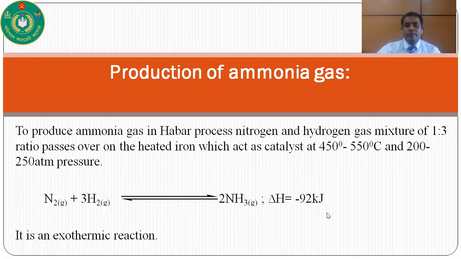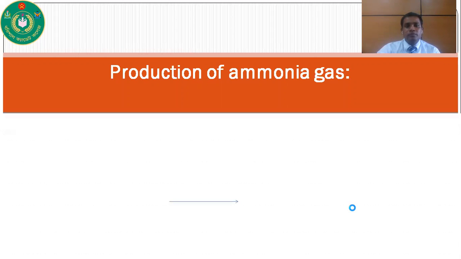What is an exothermic reaction? The reaction in which heat is evolved is known as an exothermic reaction. So when 1 mole of nitrogen reacts with 3 moles of hydrogen, we get 2 moles of ammonia gas and 92 kilojoules of heat is evolved. So this is an exothermic reaction, and by this process we can produce ammonia gas, and this process is known as the Haber process.